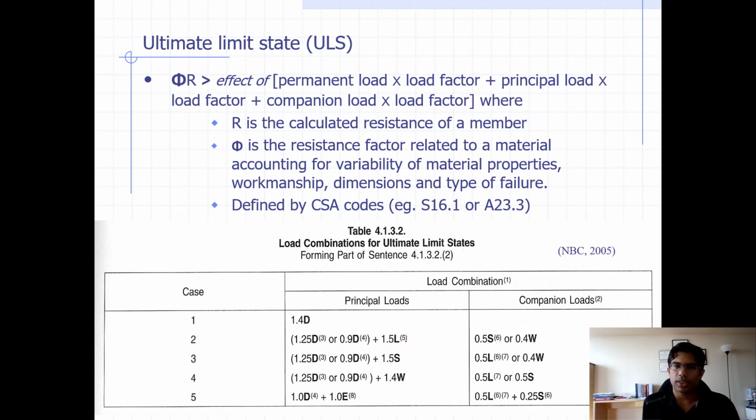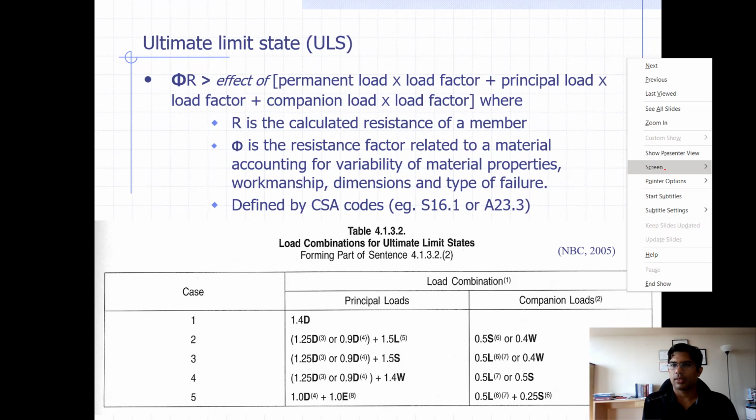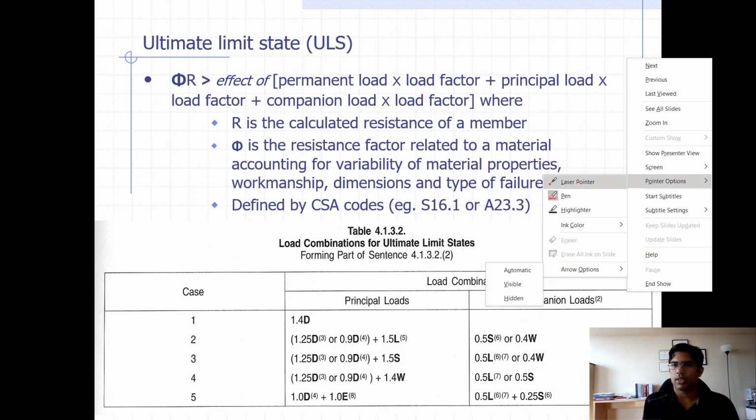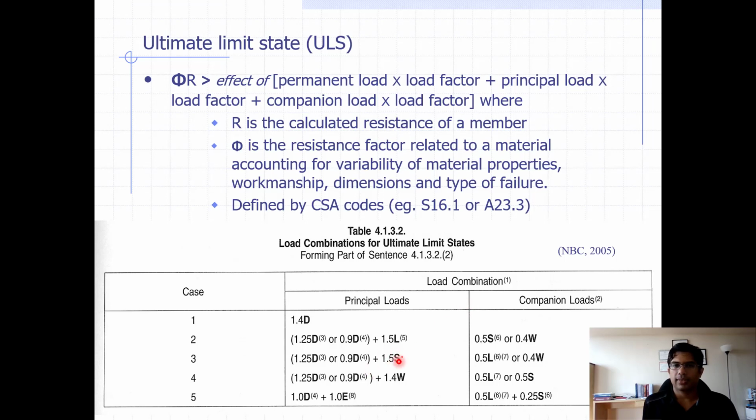I'm just showing what is wind, 1.4W. So W is the wind load. And what is snow? Snow is the 1.5S. You can make it a pointer option, laser pointer. So you see the S is the snow load in this load combination, and W is the wind load in this load combination, and E is the earthquake, dead load plus earthquake, that's all.